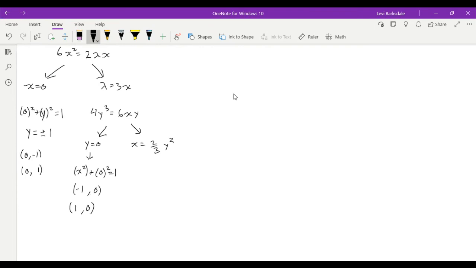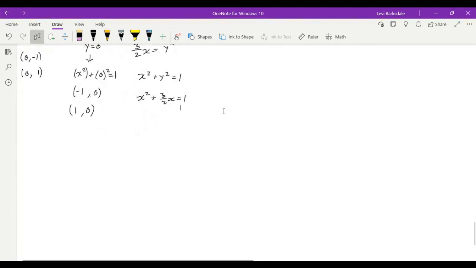Okay, so these questions tend to get a bit complicated in solving your various systems, but you can see what happens. Instead of plugging in x equals 2/3 y squared, I'm actually going to write it as 3/2 x equals y squared, because then I can substitute it into my equation x squared plus y squared equals 1 and get x squared plus 3/2 x equals 1. I'm just going to rewrite it as x squared plus 3/2 x minus 1 equals 0. Solve it using the quadratic equation.